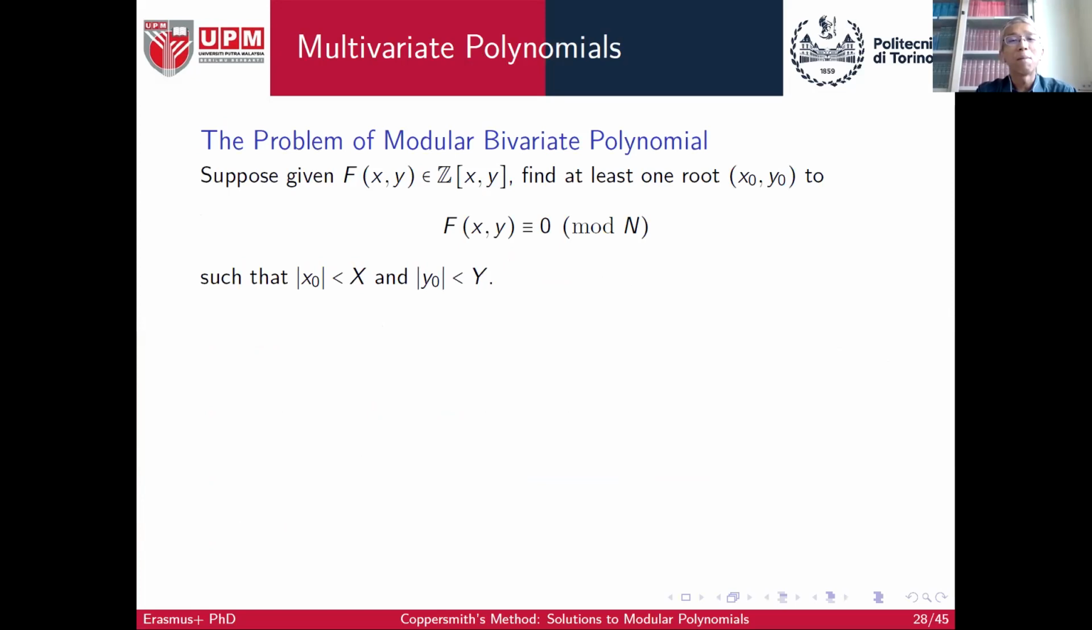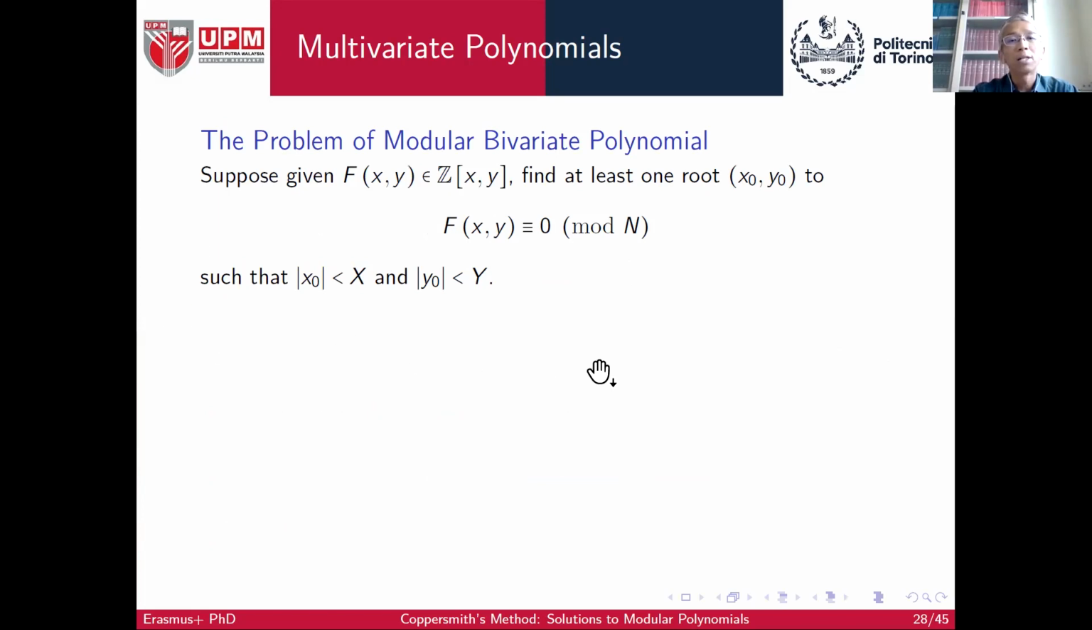Now, in this multivariate case, I try to consider only the modular bivariate polynomial, because understanding this allows us to extend to triple and quadruple and so on. Now, the definition is still similar. Suppose we are given a function of 2 variables x and y, and we are interested to find at least one root x naught, y naught that satisfies this condition.